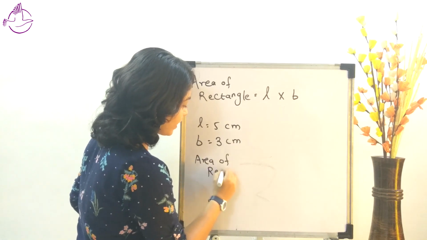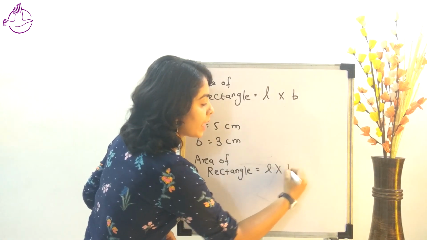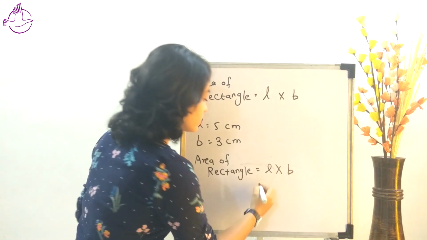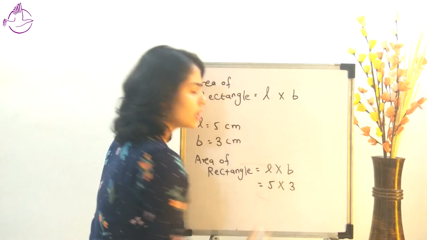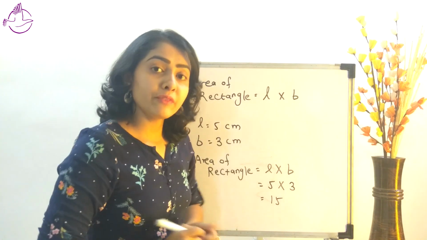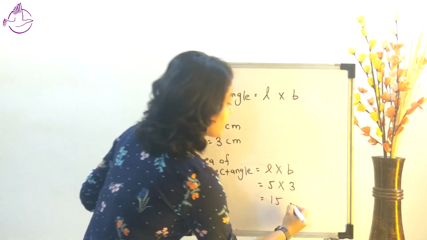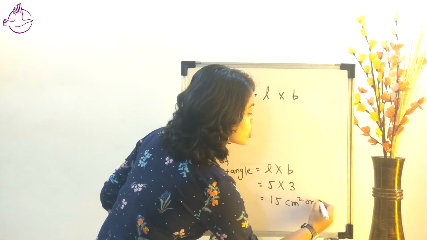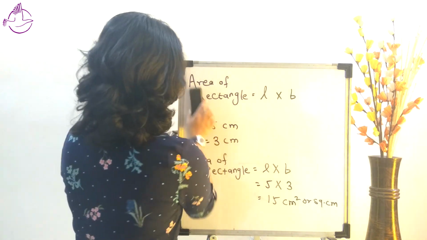Area of rectangle is equal to length multiplied by breadth. So put in the values. Length is 5, breadth is 3. Just multiply them. 5 multiplied by 3 is 15. But we have to give a unit for it. So the unit is centimeter square or square centimeter, as the measurement is in centimeters.